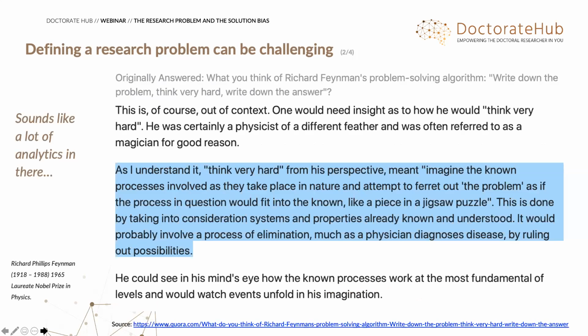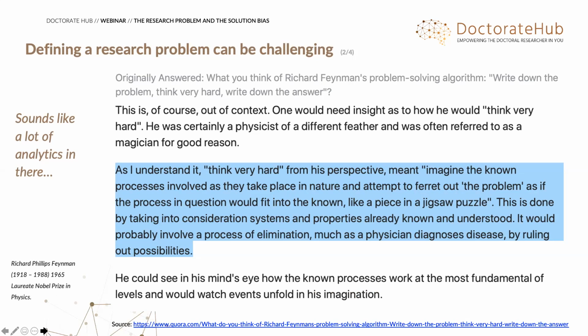Originally answered, let's take that example. What do you think of Richard Feynman's problem-solving algorithm? Write down the problem, think very hard, write down the answer. This is, of course, out of context. One would need insight as to how he would think very hard. He was certainly a physicist of a different feather and was often referred to as a magician for good reasons.